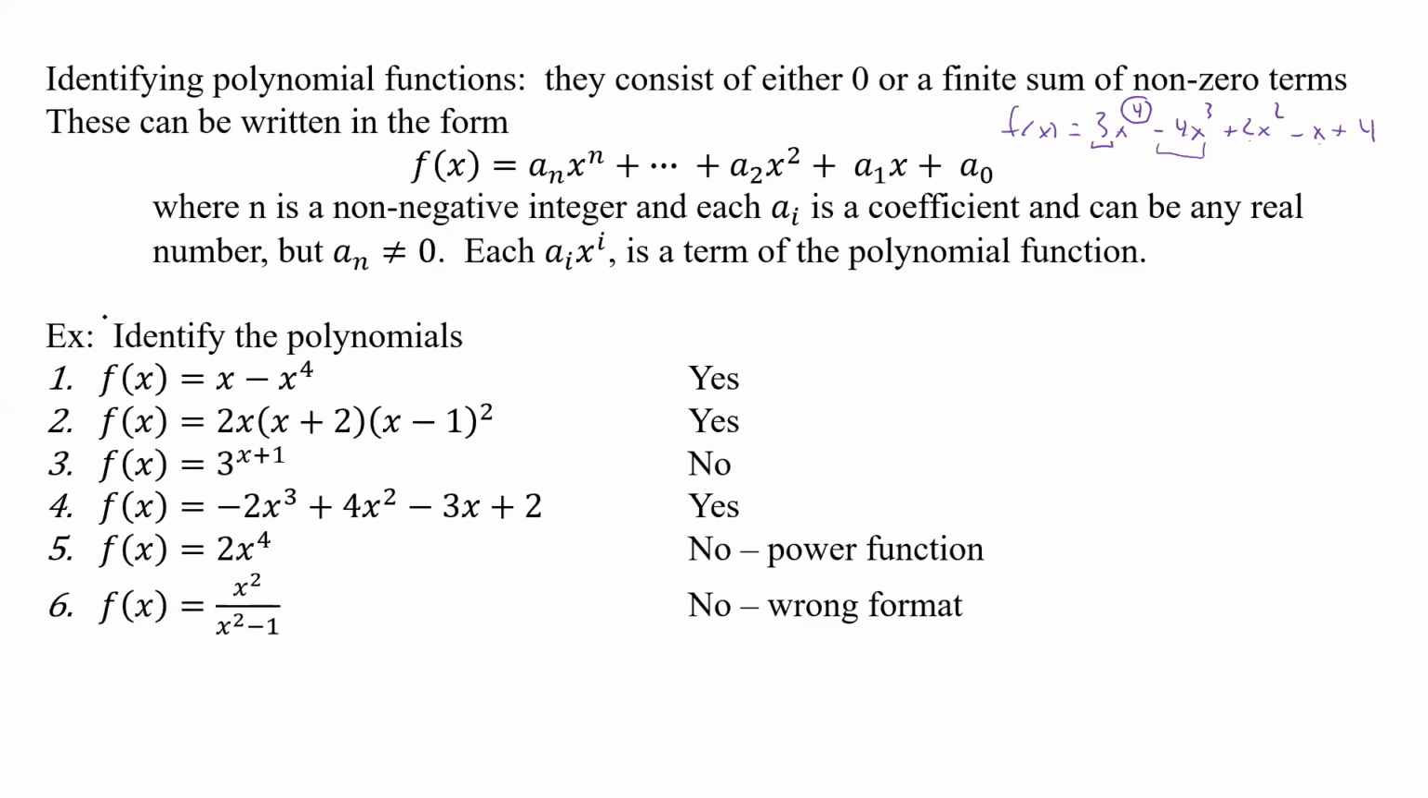So looking at these 6 examples, we have x minus x to the fourth. Well, we could rewrite that as minus x to the fourth plus x, and that fits more along the lines of what we have there, and so that is going to be a polynomial. Now the next one is basically a factored form of a polynomial. If we squared x minus 1, then took that times x plus 2, and then took that times 2x, that would give us a polynomial.